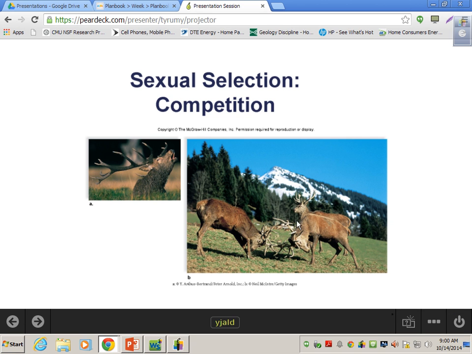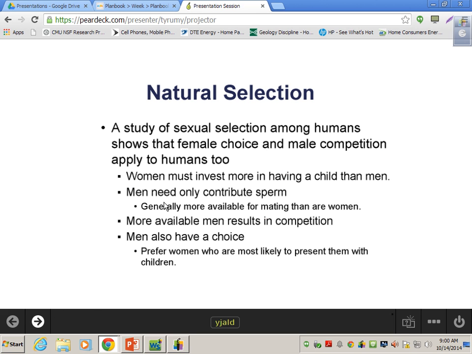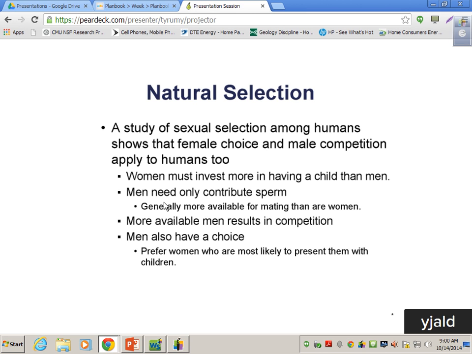So we've talked about sex selection and competition. This is one we're real familiar with in Michigan just because of our deer population. Now, a study of sexual selection among humans shows that female choice and male competition applies to humans too. So we are no exception to this. I took a class in college called Human Sexuality. It's an anatomy class, and it basically looked at humans and how this has influenced our evolution. So women must invest more in having a child than men, like 9 months, and then till they're like 25 and leave the house, right?